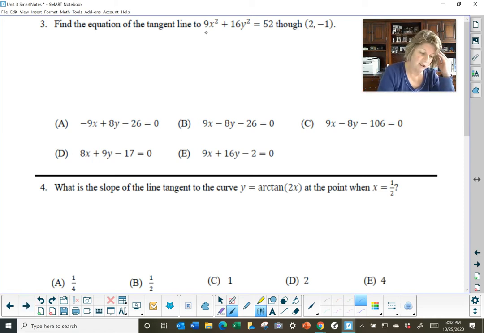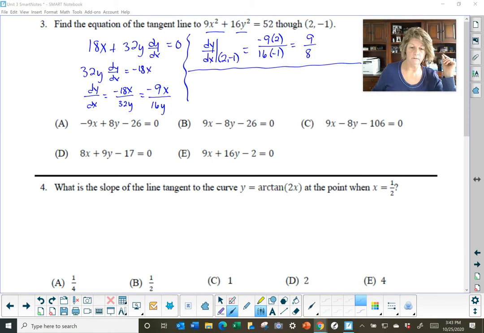All right, number 3, find the equation of the tangent line through 2, negative 1. Implicit differentiation, I see I've got x and y's intermixed. Hit pause, go for it. Do your implicit differentiation, evaluating it at 2, negative 1. All right, hopefully you got your slope, dy dx.